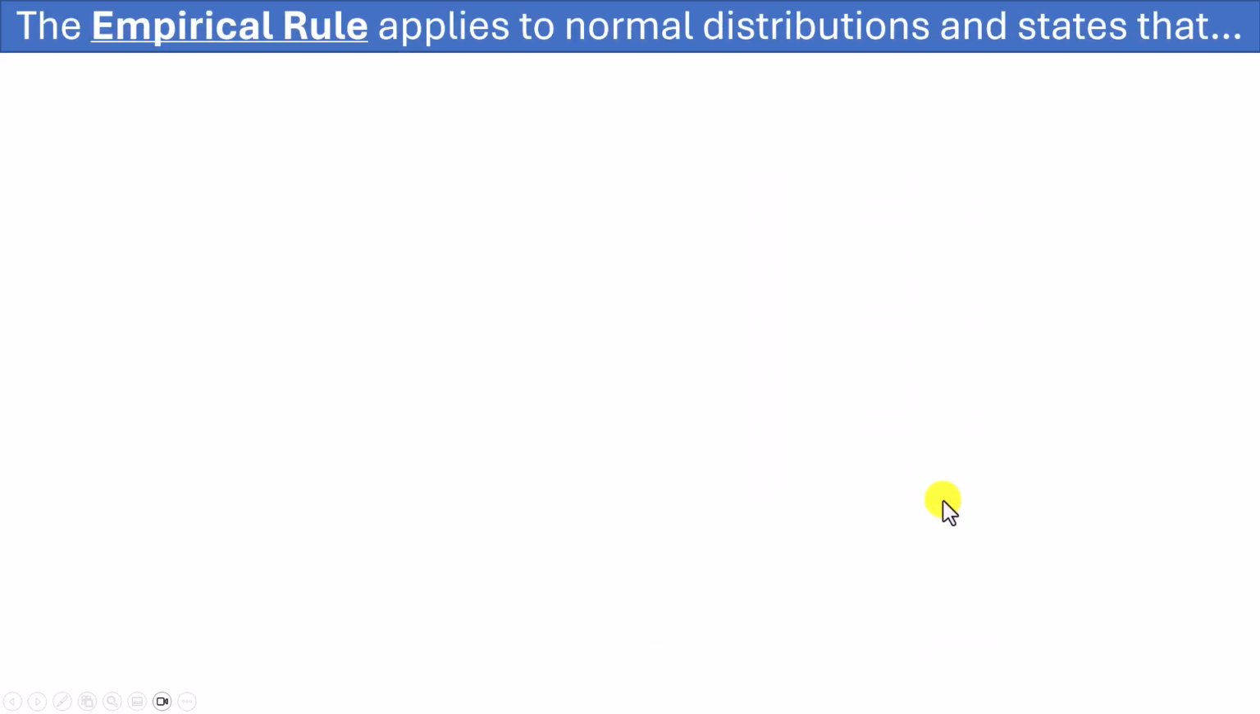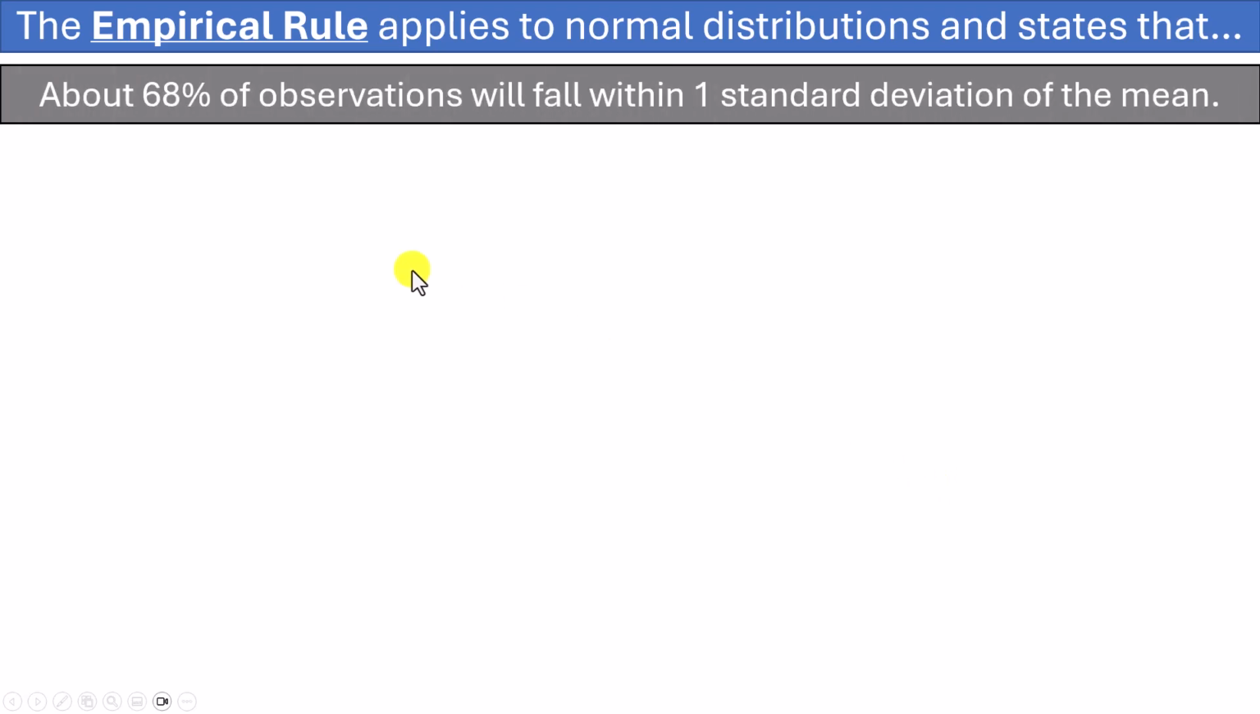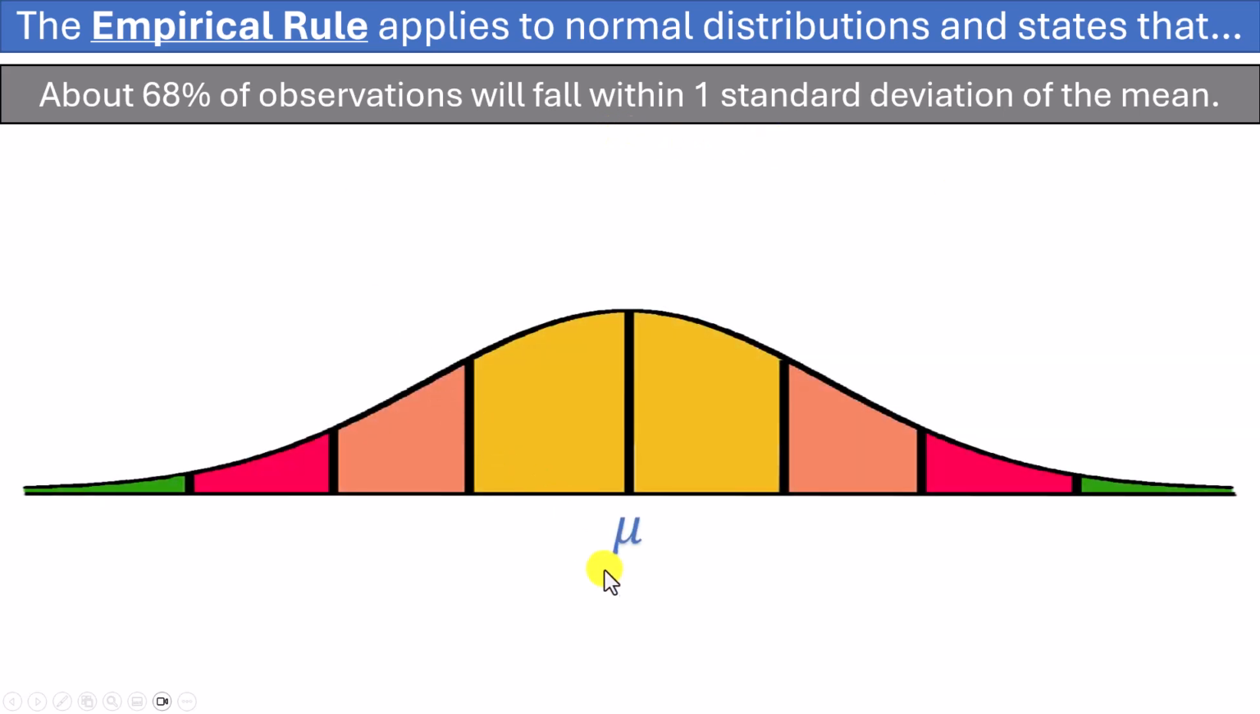Now there's something called the empirical rule, which applies specifically to normal distributions and comes in three separate statements. The first statement is that about 68% of the observations will fall within one standard deviation of the mean. So what that looks like is if we have the mean right down the middle of our normal distribution, if we either add the standard deviation or subtract the standard deviation, we will get two separate values. And 68% of the observations on that normal distribution will fall between whatever those two values are.